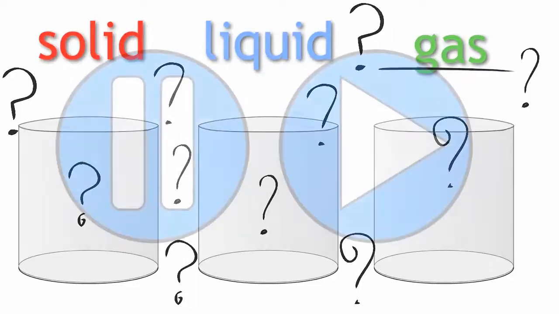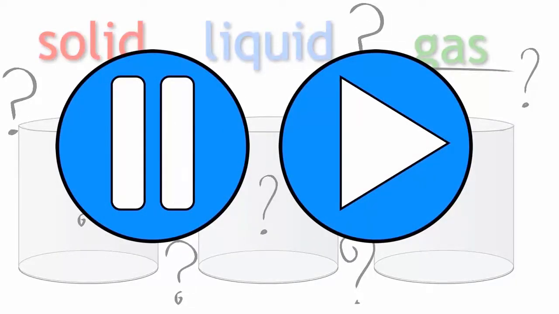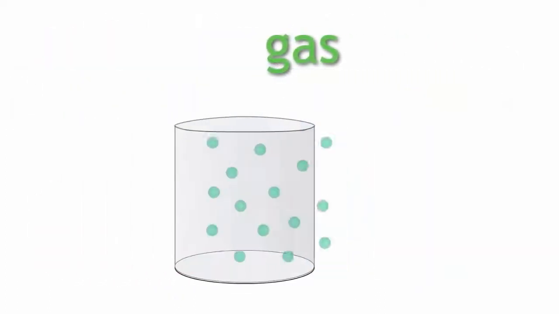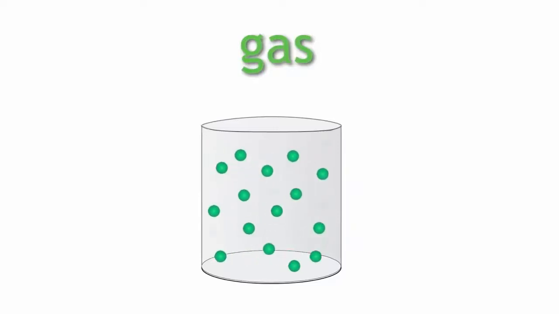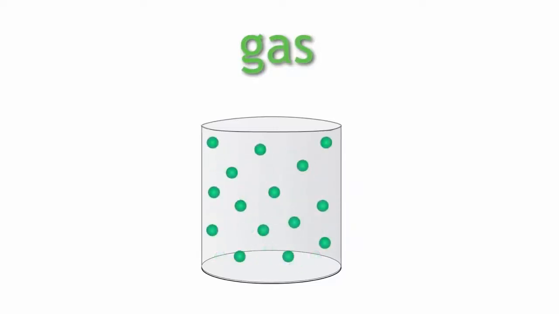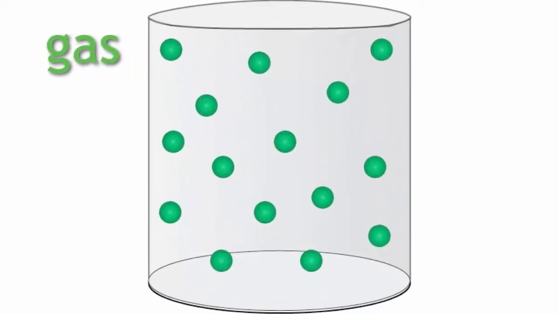Pause the video and restart it when you think you have the answer. The answer is the particles in a gas are spaced out and move about very quickly in random directions. Did you get it right? This, of course, explains why a gas takes the shape of its container.